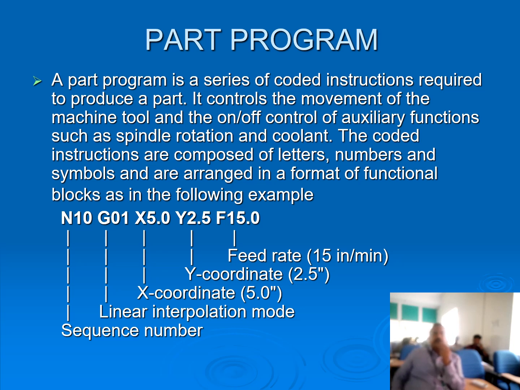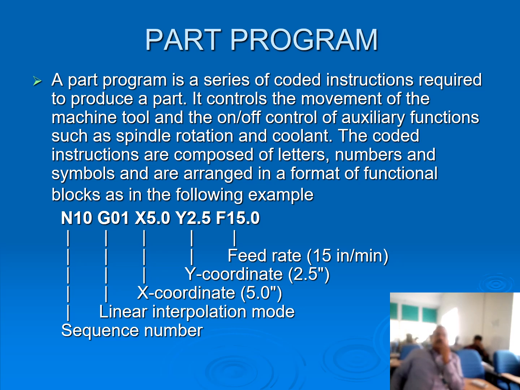Now the part program. What do we mean by part program? A part program is a series of coded instructions required to produce a part. In CNC machining, our aim is to produce the components that are manufactured in a conventional way, and for this, we need to write a program. Based on the program only, the machine understands what operations are to be performed. Again, a part program is a series of coded instructions required to produce a part, a part in the sense of a part of a machine or component.